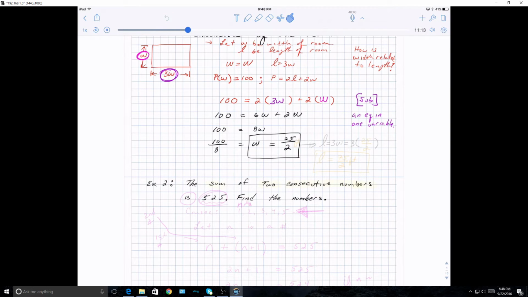But let's calculate the length. So if this is the width, what is the length? Well, the length is equal to 3W. So let's do it this way. I'll just replace the W now. We'll use orange, and that would be 25 halves. And now what we can see is that the length is actually equal to 75 halves. And let's just put the units in as well at this point, so we don't lose them.